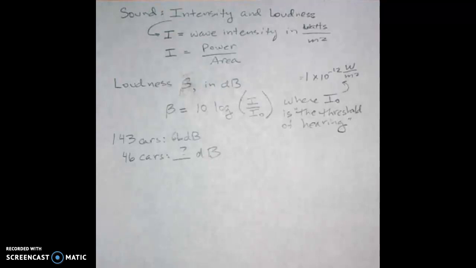In On-Ramps Unit 7, we're often asked to calculate decibel levels. So here's a problem where you're given the value in decibels of how loud a street is. On a typical day, it has 143 cars passing a given point every minute. But then, because of a weekend or maybe COVID-19, the number of cars passing that point drops to 46. So how does that change the decibel level of the street?